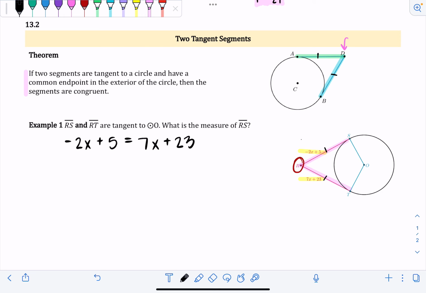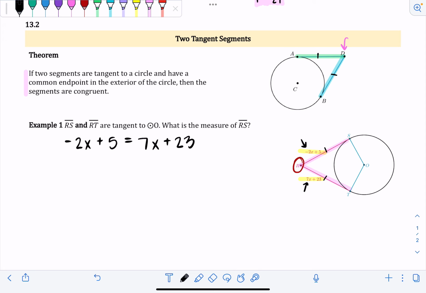So I just took this one right here, negative 2x plus 5, and I set it equal to that expression, 7x plus 23, because those two segments are congruent to each other, and that means they're the same length, so we can set them equal. And then now we have an equation where we can solve for x. Usually when the x's are on different sides of the equal sign, I like to try to get them together as my first step.